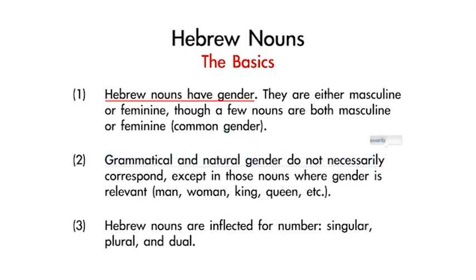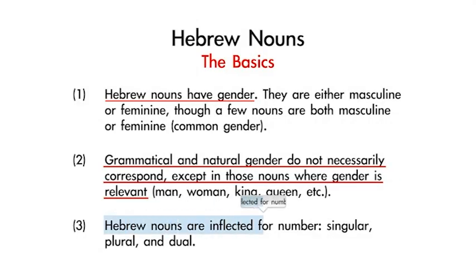Grammatical and natural gender do not necessarily correspond except in those nouns where gender is relevant, meaning this. Just because a noun has feminine gender does not mean that it's a feminine characteristic. For example, the word for law in Hebrew is Torah. It's a feminine noun, but it doesn't mean the law is intrinsically feminine by nature. It's just the inflection pattern that it follows. Now, with nouns that do have gender associated with them, like man or woman, king or queen, then natural gender and grammatical gender will correspond. But you just need to know that gender is a category for inflection, not necessarily for biological gender.